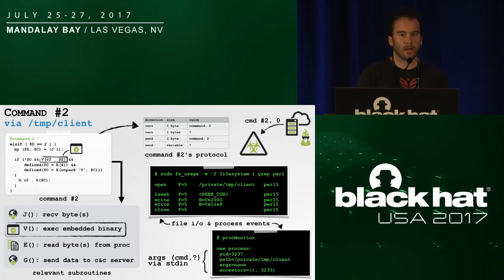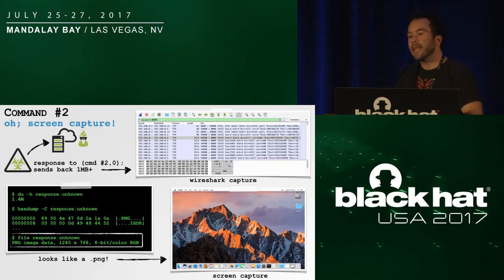So if we send the malware command number 2, and for that second byte just pass a 0, we can see, yes, the file monitor detects that the malware is dropping this embedded Mach-O binary, and then the process monitor shows that it is then being executed. Then via the network capture, we can see it sends back some large amount of data, 1 meg plus. So we can extend our custom command server so that for command number 2, we know it's going to send us back a large chunk of data and write that out to the file system.